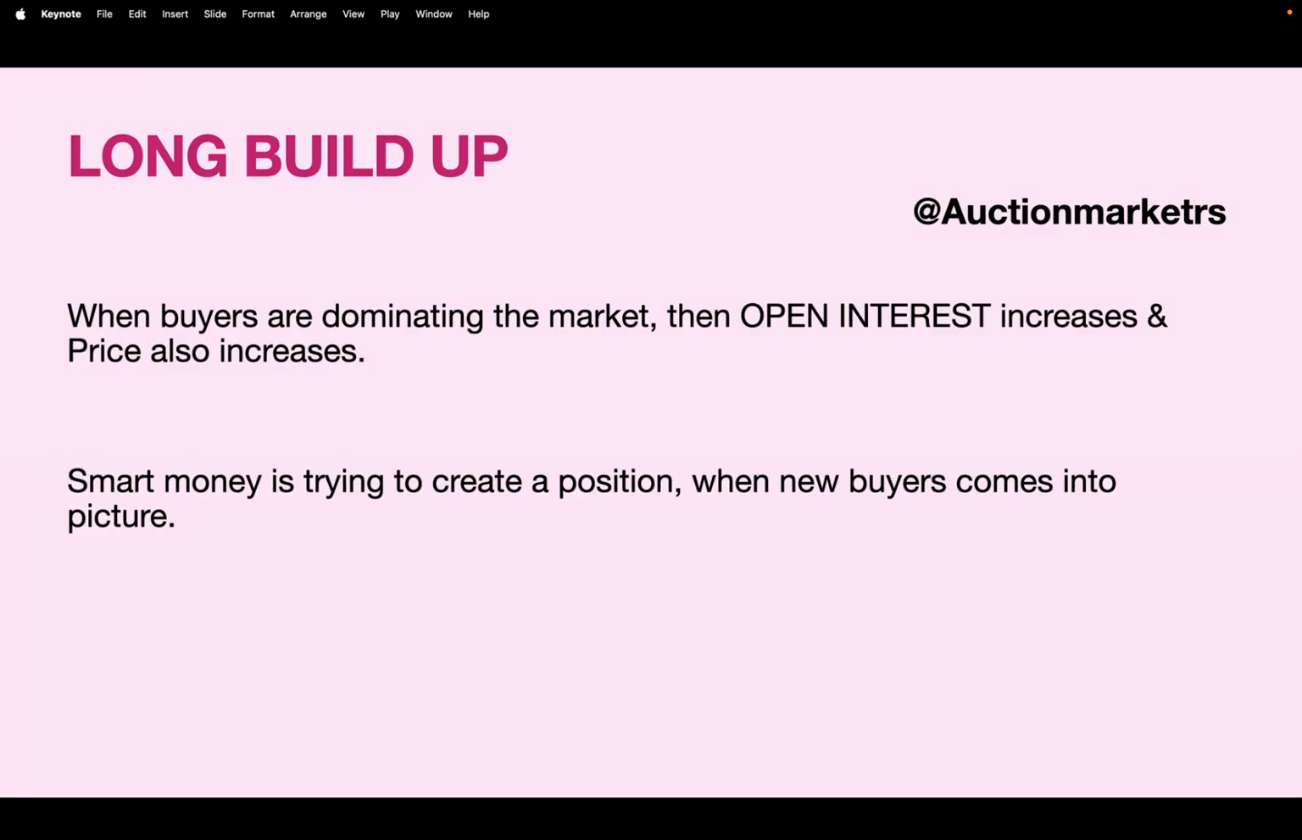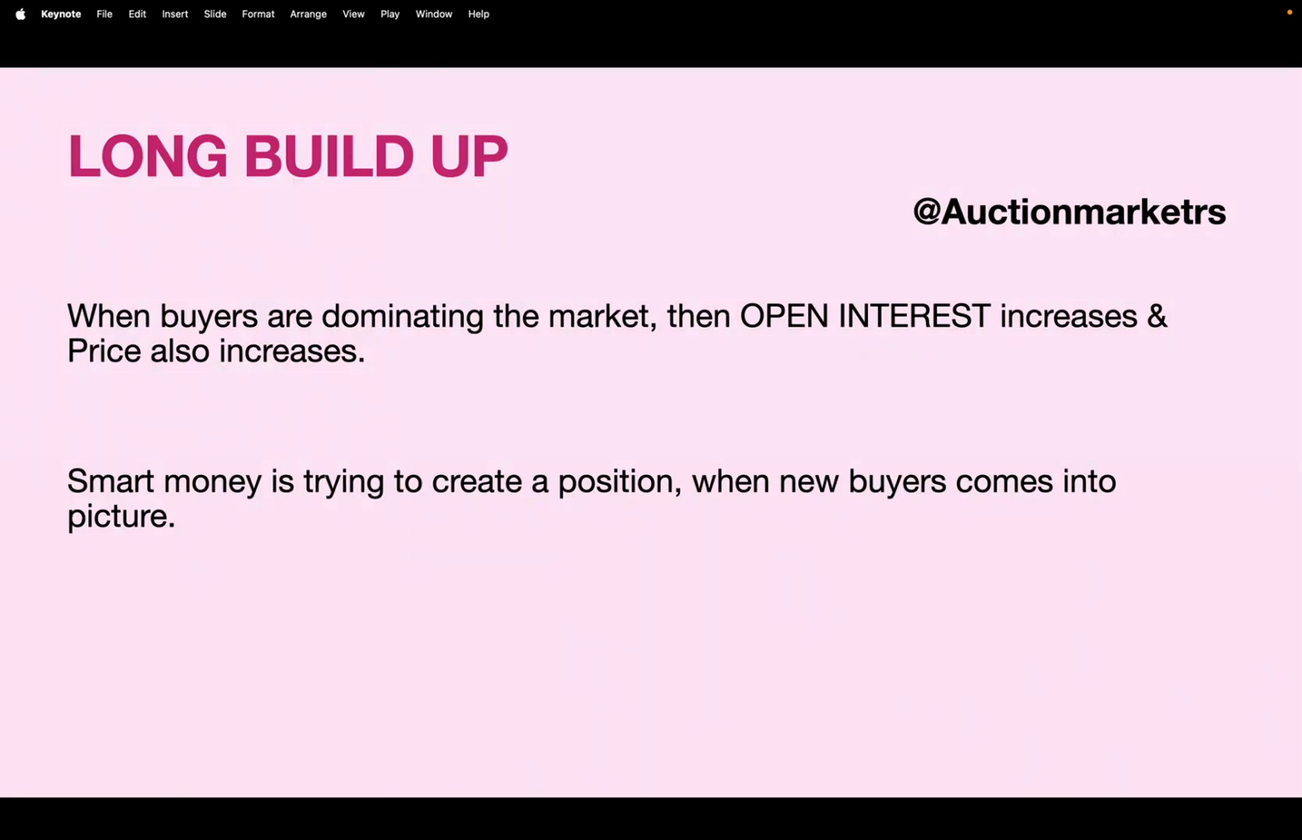And the price also increases along with the spot. When buyers are dominating the market, the open interest will increase and the price also increases. That means some smart money players are trying to create hype in the market, or trying to push the market upside. When new buyers come into the picture, that's how we create open interest. This is how we add on to the open interest. Okay, long buildup is clear.